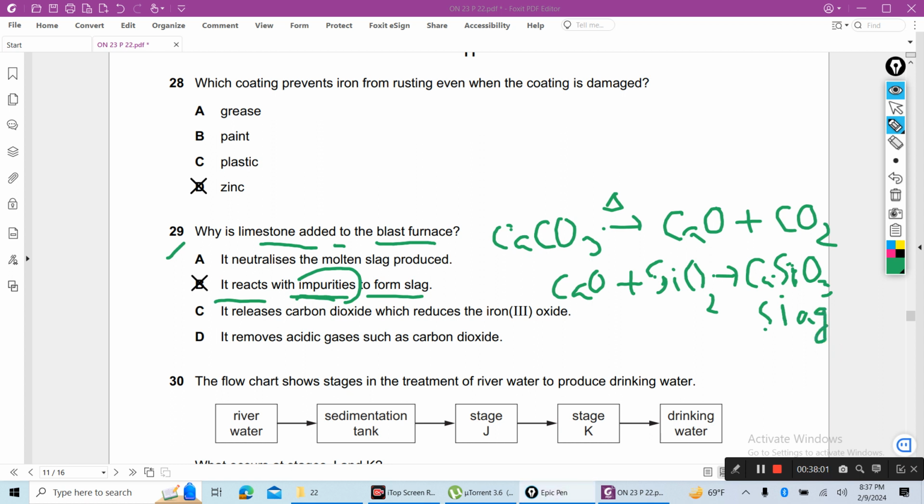So why is limestone added? Limestone reacts with the impurities to form slag. Limestone breaks down to form calcium oxide. Calcium oxide reacts with silicon dioxide, an impurity present in iron ore, to produce slag, calcium silicate.